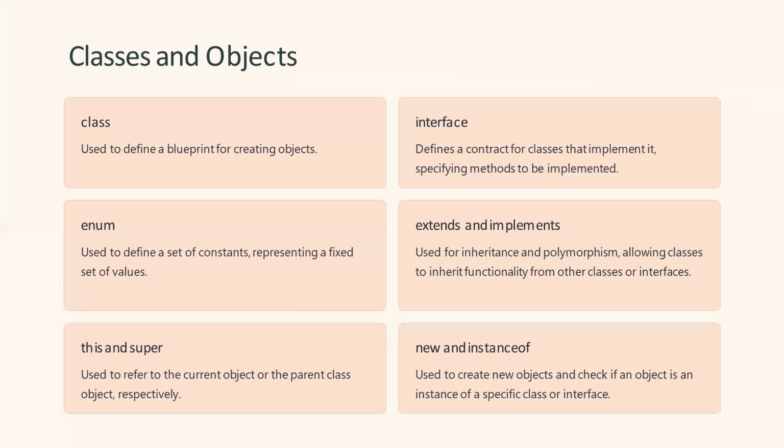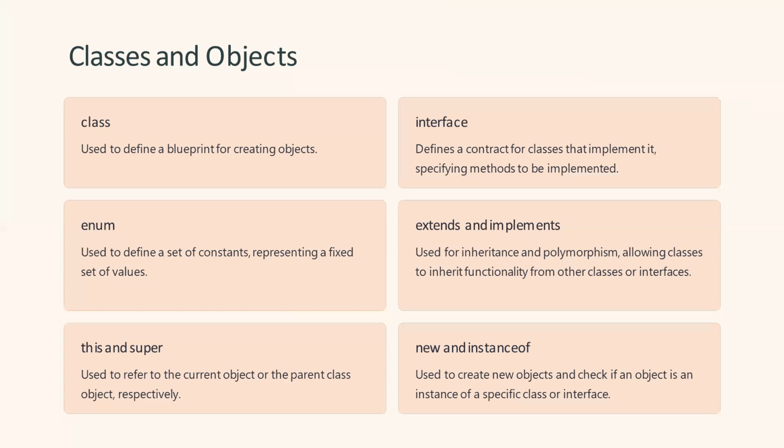Then this and super are used to refer to the current object or the parent class object respectively. So whenever I want to use my current class object, I will use this. And whenever I want to use my parent class object, I will use super. Then an interface defines a contract for the classes that implement it, specifying the methods to be implemented. So inside interfaces, we can define only methods that we need to provide implementation for in subclasses.